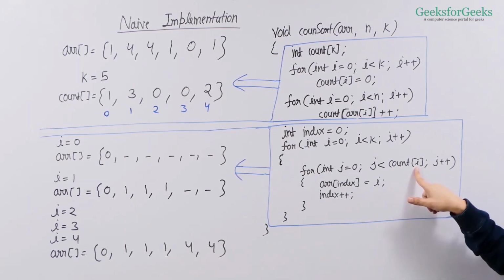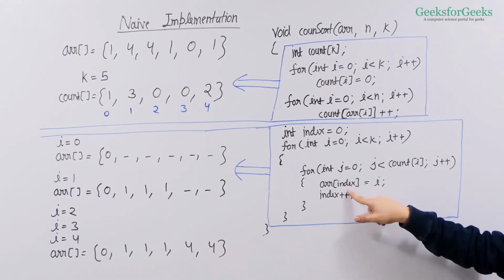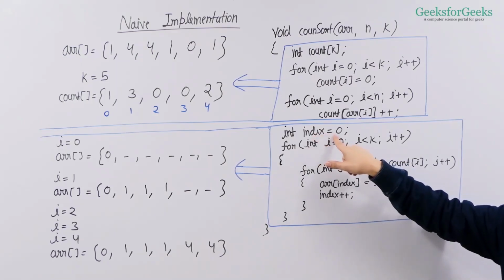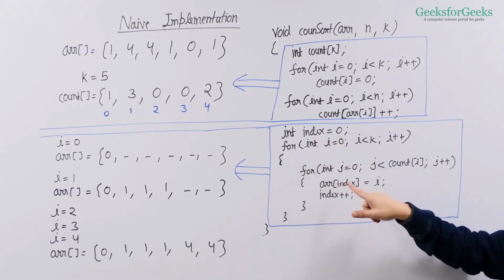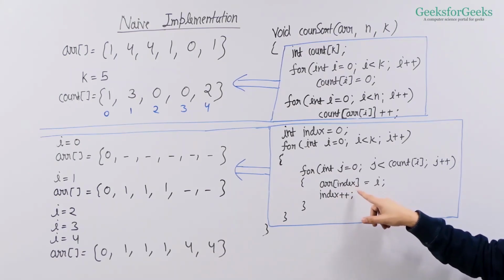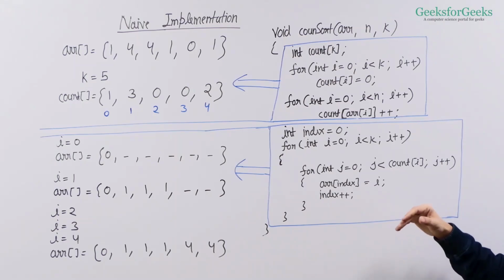So what we are going to do is put i those many times at the next index in our original array. Our next index is another variable that we have initialized as 0. So the first element, 0, if 0 is there, it's going to be put at index 0. Then 1s are going to be put and then 2s are going to be put, right?